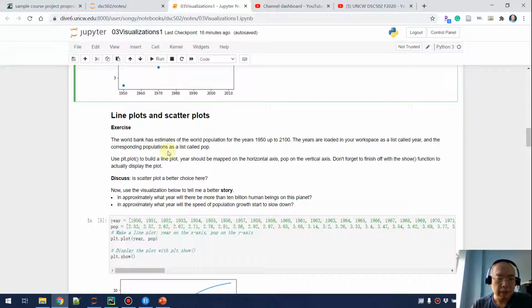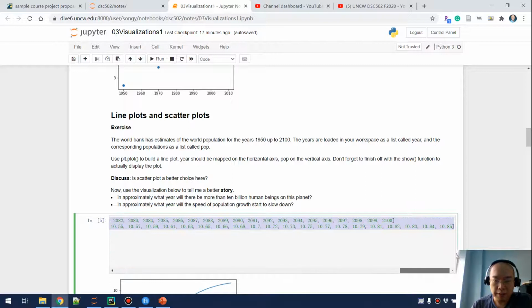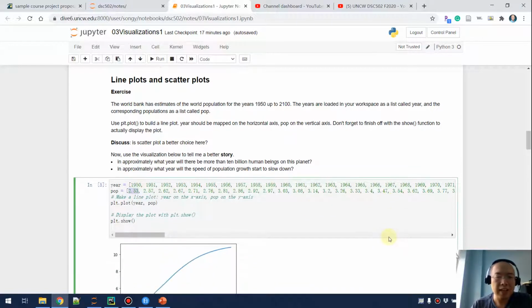Okay, and now here is an exercise for you, and now I can give you a better data set. So I have the year from 1950, and if you scroll to the right side, I think it is to 2100. Well, that is almost 100 years away, right? And that is the historical population plus the predicted population. And then we can really make a visualization like this.